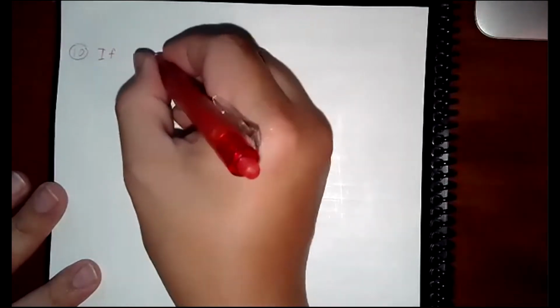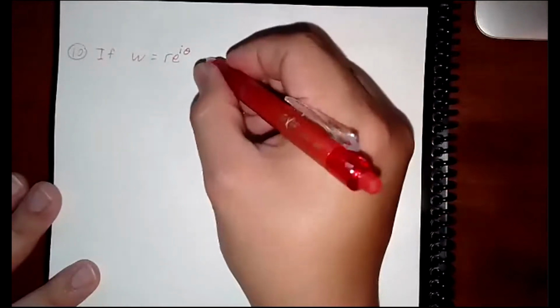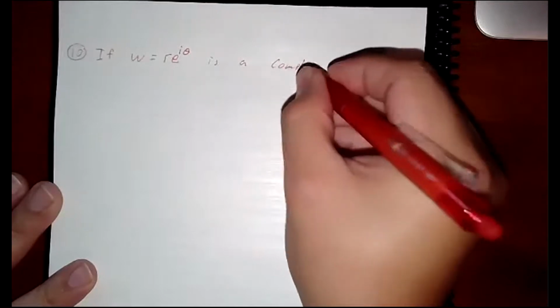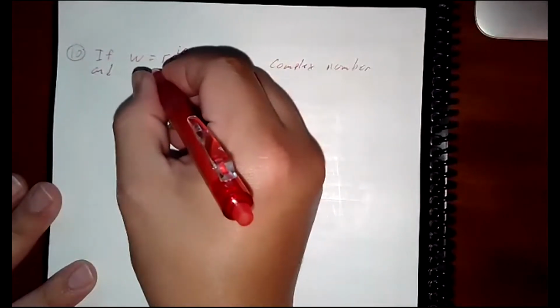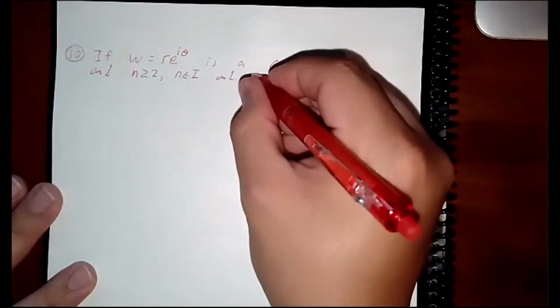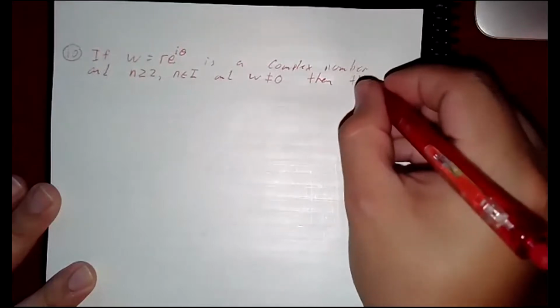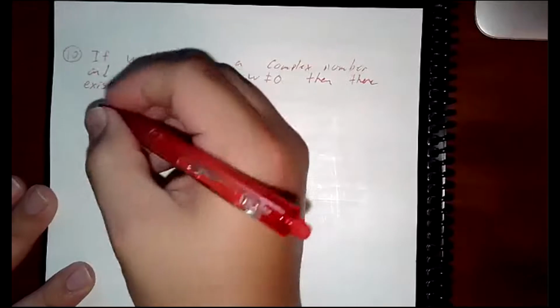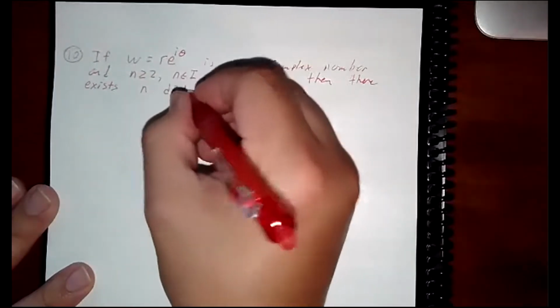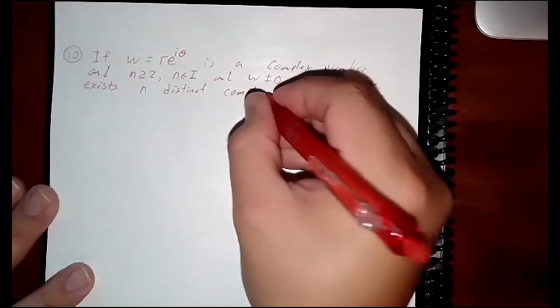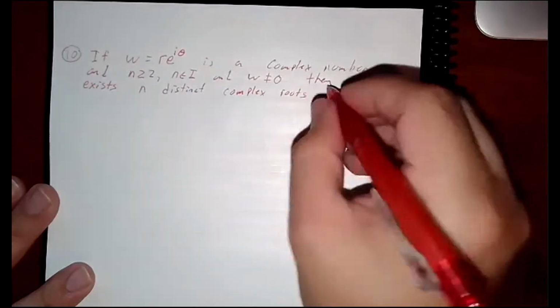If w = r e^(iθ) is a complex number, and n is greater than or equal to 2, n is an element of the integers, so n is an integer, n ≥ 2, and w is not equal to 0, then there exist n distinct complex roots of w.